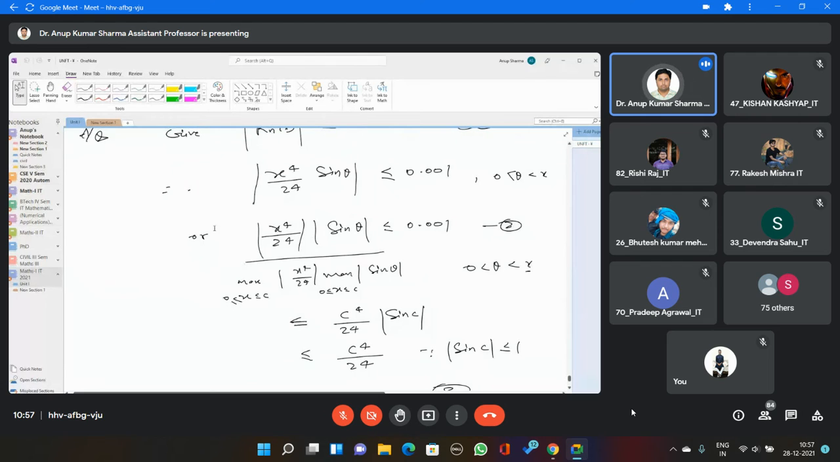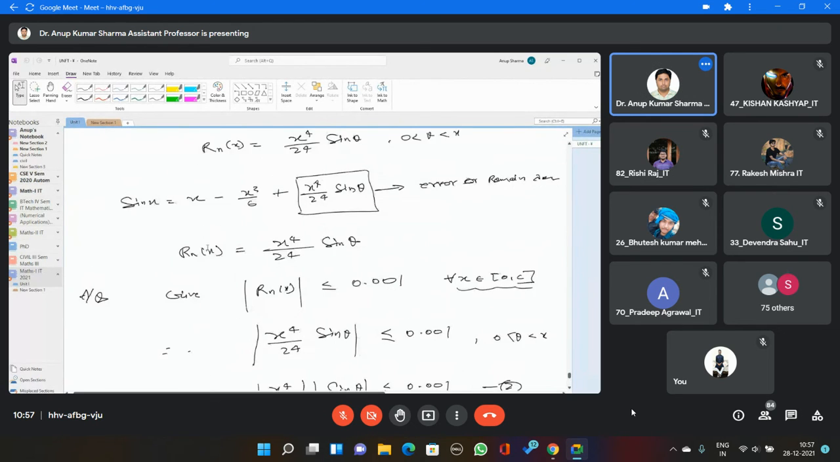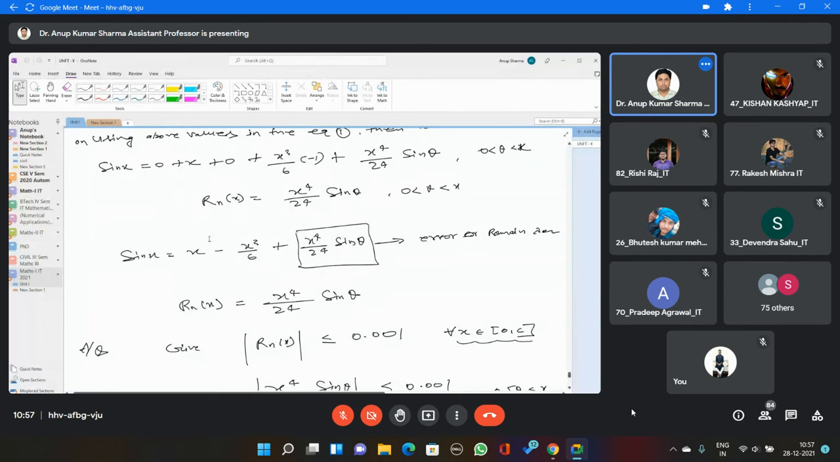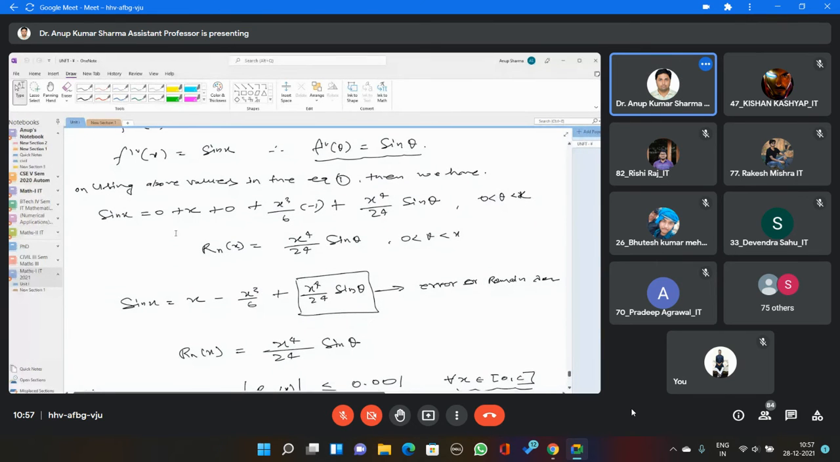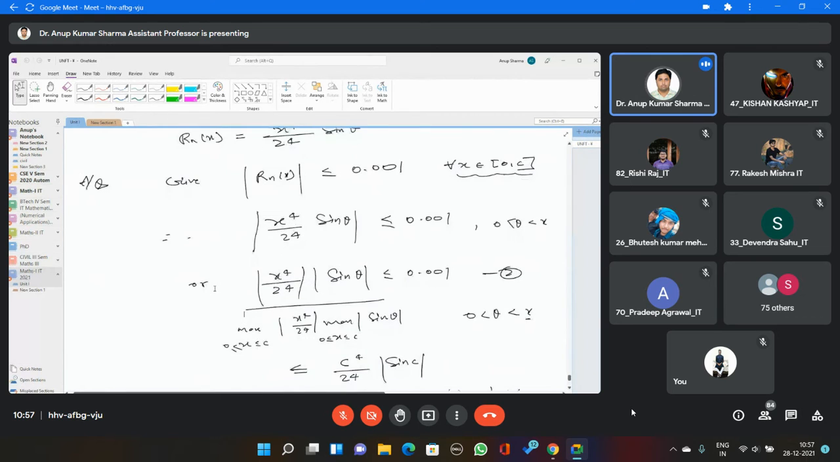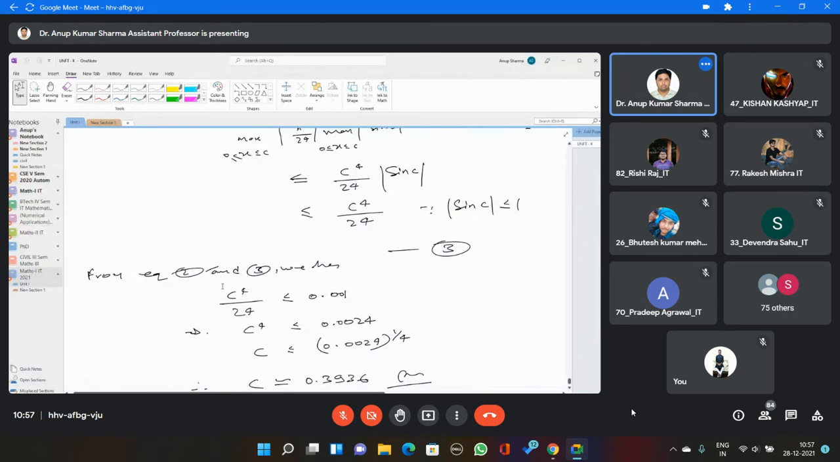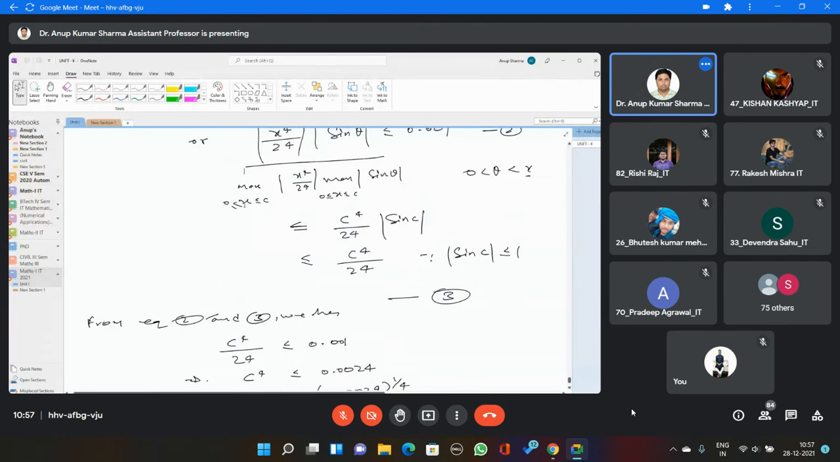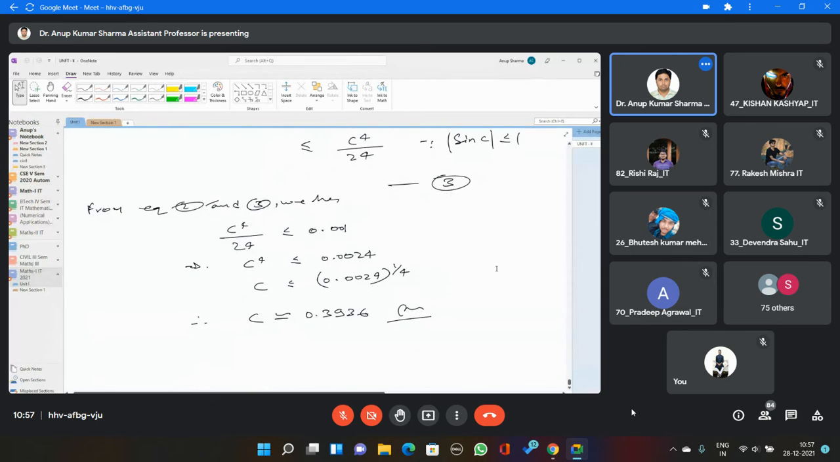Okay, so by these inequalities, we are solving the problems. We are not working on the equal to sign; we are working on the less than or equal to sign and on maximum and minimum values. Okay, so this question is completed.